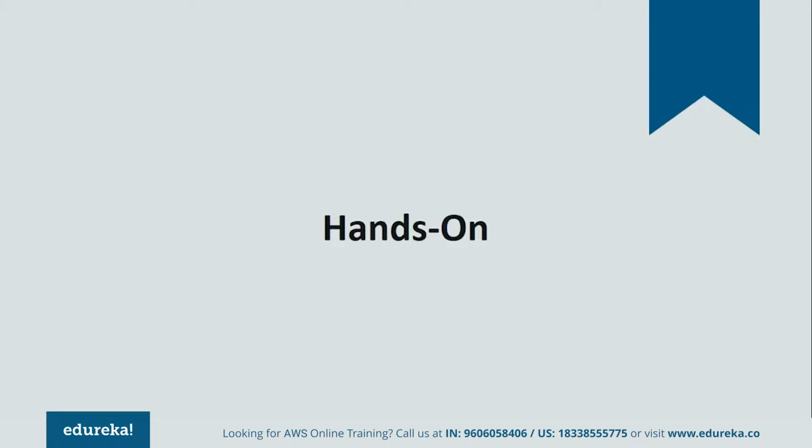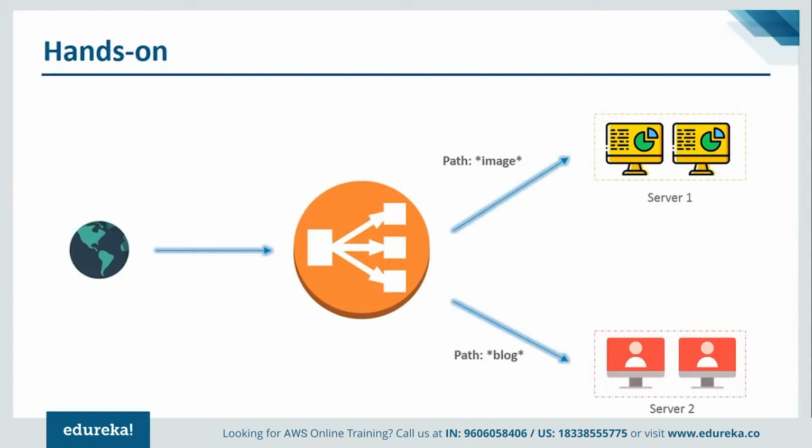So let me quickly show you what we are going to accomplish today. So basically a user will come in, he will have the address of your load balancer, and if he asks for the image path, or say server 1 in our case, he will go to the autoscaling group of server 1. If he asks for server 2, he will go to server 2, but all of them will have the same address, that is the address of your load balancer. All right, so this is what we are going to accomplish today.